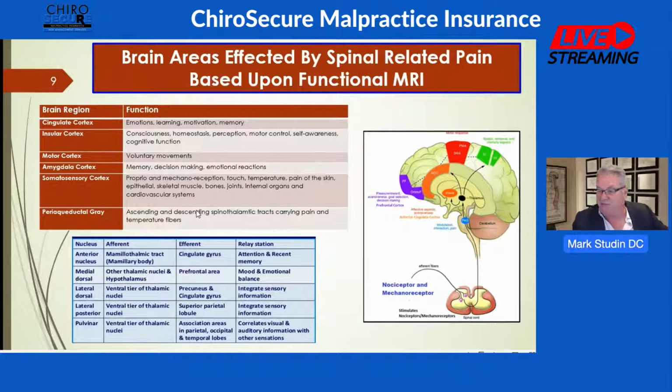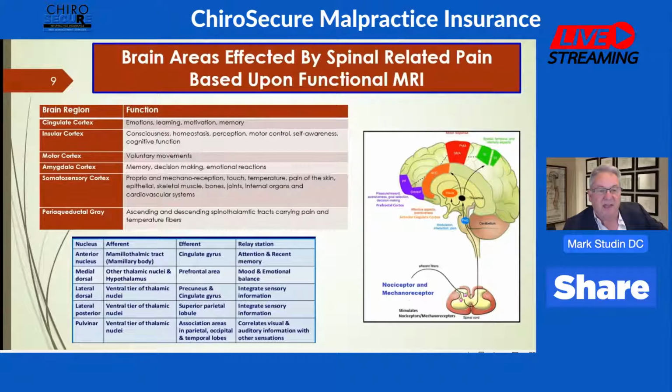And we know through functional MRI, showing where in the brain it lights up when you have an area that's interfered with, or you create a chiropractic spinal adjustment, we know that it affects the cingulate cortex. We know it affects the insular, the motor, the amygdala, the somatosensory cortex. It affects emotions, learning, motivation.